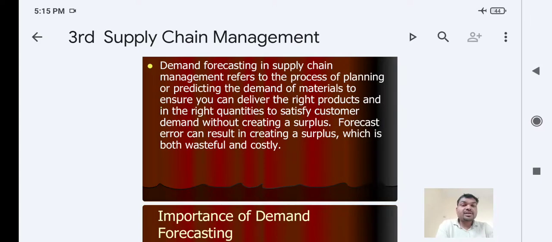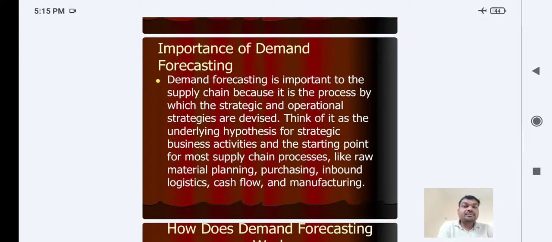Now, the importance of demand forecasting. Demand forecasting is important to the supply chain because it is the process by which the strategic and operational strategies are devised. Think of it as the underlying hypothesis for strategic business activities and a starting point for most supply chain processes like raw material planning, purchasing, inbound logistics, cash flow, and manufacturing. In brief, demand forecasting is important because it is the process by which strategic and operational strategies are devised.